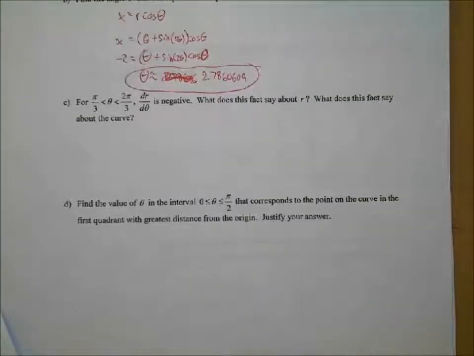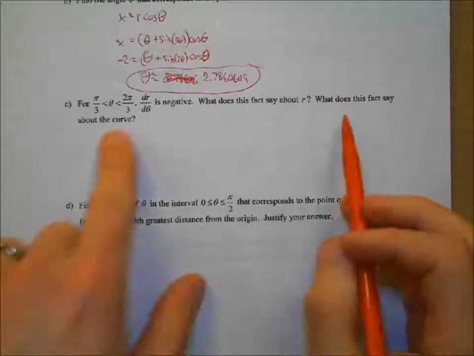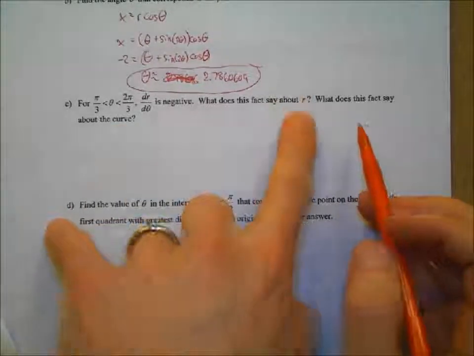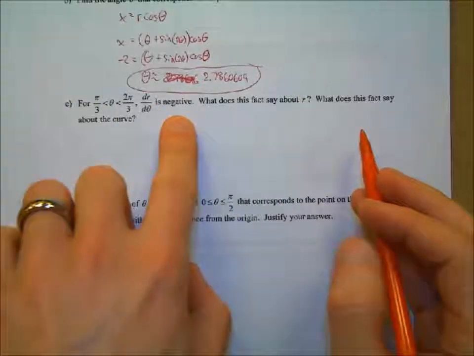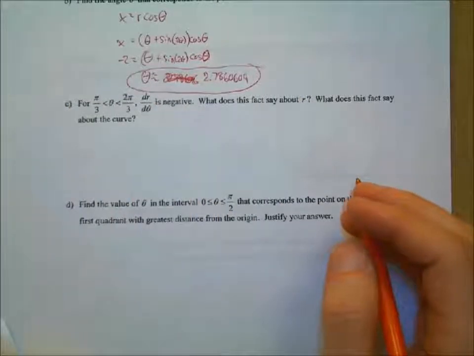Letter C. For pi over 3 less than theta less than 2 pi over 3, dr d theta is negative. Okay? Which means if dr d theta is negative, what does that tell us about r? Say again? Okay, so yes, it tells us really two things, I'll say. So that's more talking about the curve, I would say. But what does that say about r? If dr d theta is negative, r is what? Decreasing. Decreasing, yeah, decreasing, okay?